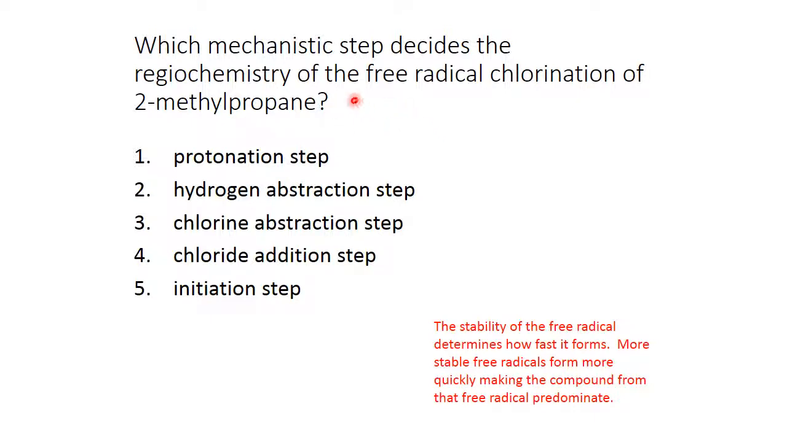Well, if you think about the mechanism, a chlorine free radical plucks a hydrogen off, causing a carbon free radical. That carbon free radical then is chlorinated, and the chlorine goes in there. So where the chlorine goes all depends on where the free radical was. The free radical is determined by which hydrogen is abstracted when the formation of the free radical happens. So the correct step is this.